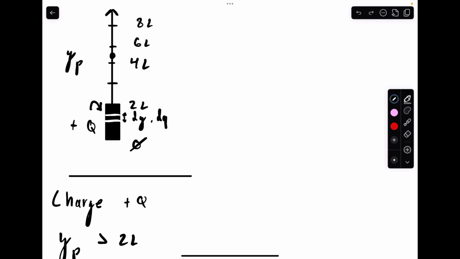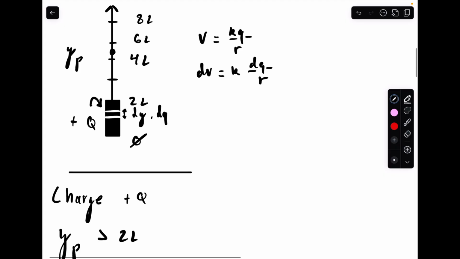In order to compute that dV, we know that the voltage from a point charge is kq over r. So the little dV that we want is produced by a little dq over r. And like last time, we need to define our r in terms of yp and the variable we're integrating with respect to. Like the other time, dy is going to vary with different distances y along this entire span from 0 to 2L.